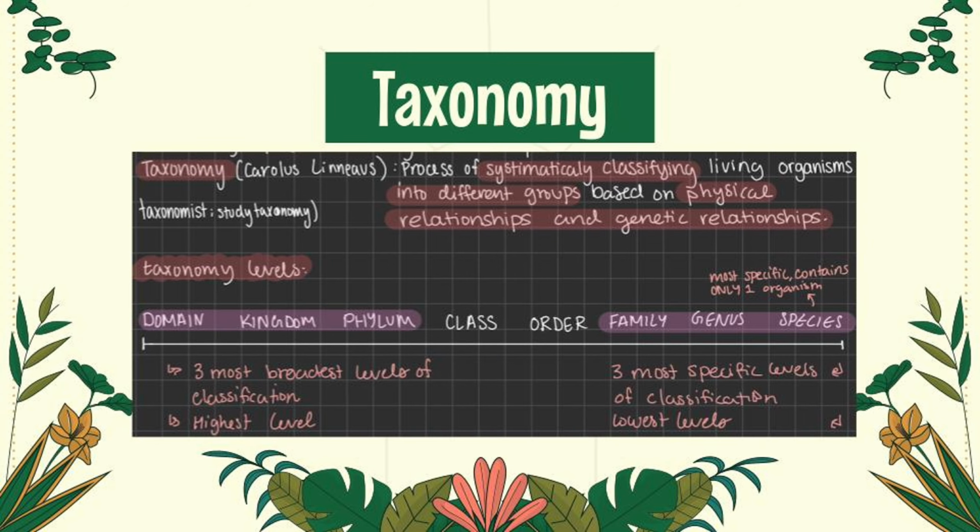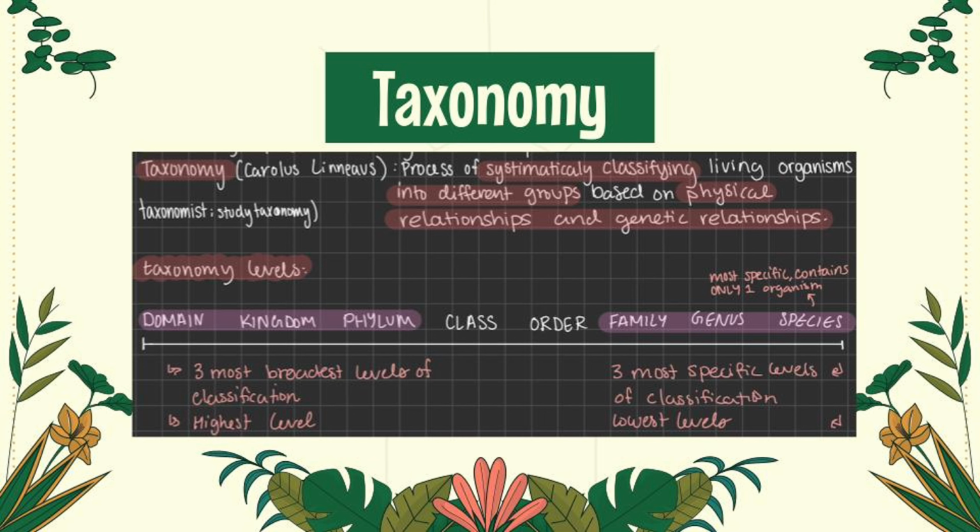Now we have taxonomy, and Carolus Linnaeus also came up with this, so he's the father of taxonomy. Basically this is a systematic classification of living things into different groups based on physical relationships and genetic relationships. So a taxonomist is a person who studies taxonomy, by the way.